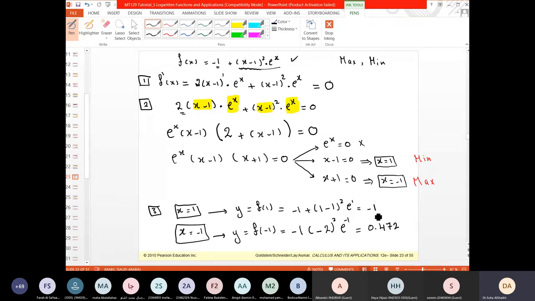x equals 1 with y equals minus 1 is the minimum. x equals minus 1 with y equals 0.472 is a maximum. Is it clear?